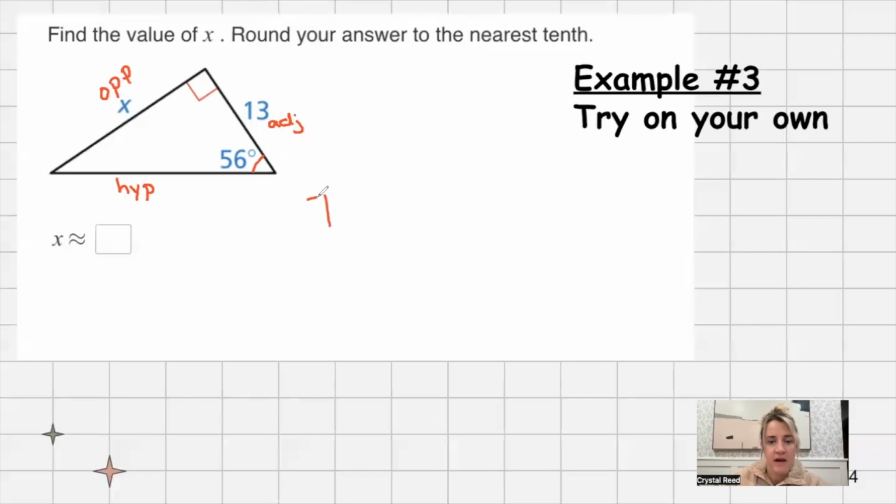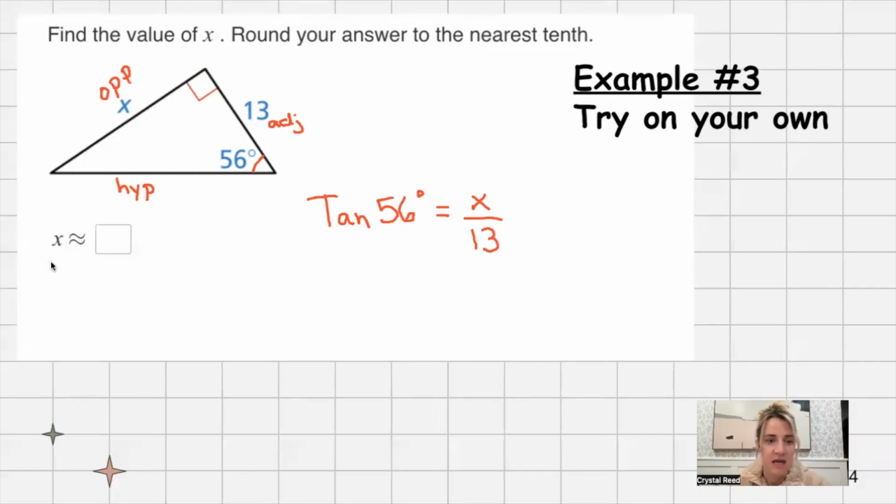Tangent of theta is going to be opposite over adjacent. So tangent of 56 is going to be my opposite side to 56 degrees, which is X, over my adjacent side, which was 13. This one's a little bit nicer because the denominator isn't the variable. We do the same sort of steps, we just cut one out. So right now it's X divided by 13.